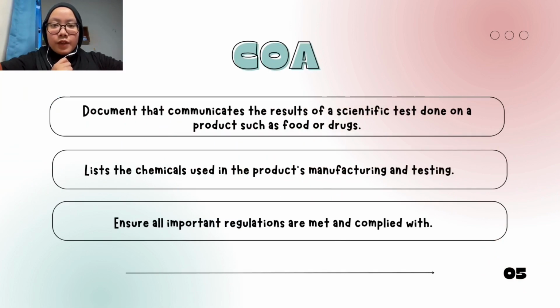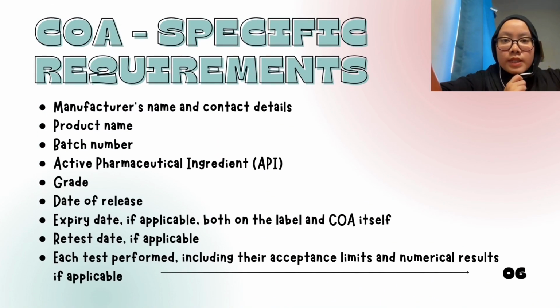A certificate of analysis (COA) is a document that communicates the result of a scientific test done on a product, such as food or drugs. The COA also lists the chemicals used in the product's manufacturing and testing, and is also created to ensure all important regulations are met and complied with. There are many ways to create a COA, as each industry has different testing methods and quality standards. However, the U.S. Food and Drug Administration (FDA) requires all COAs to have the following elements.